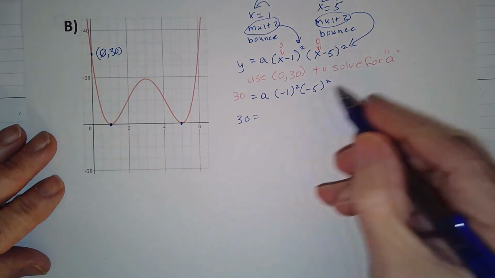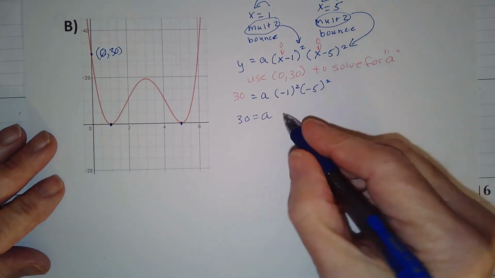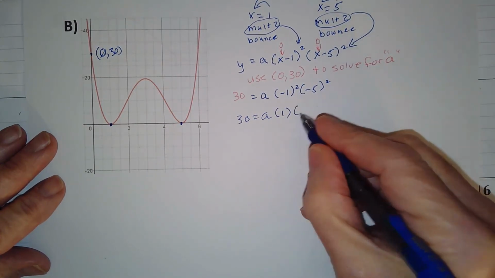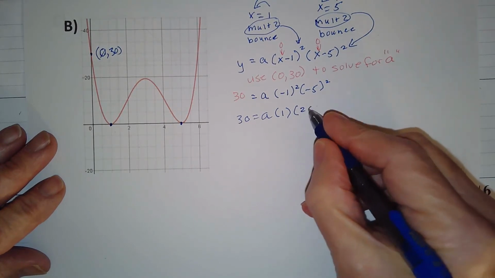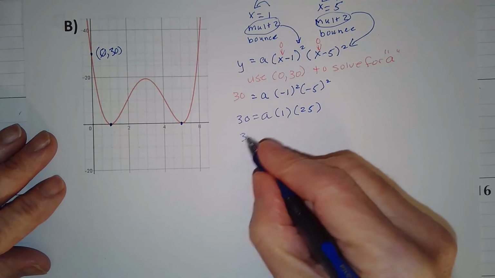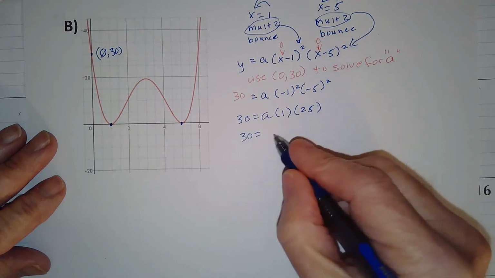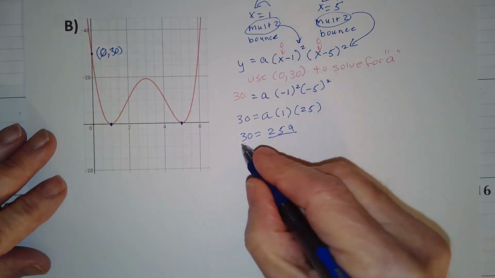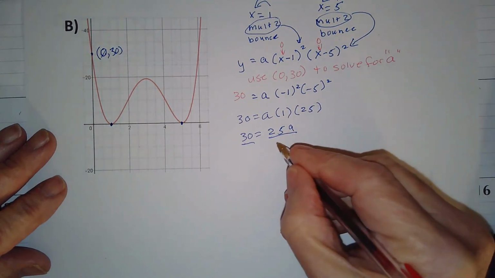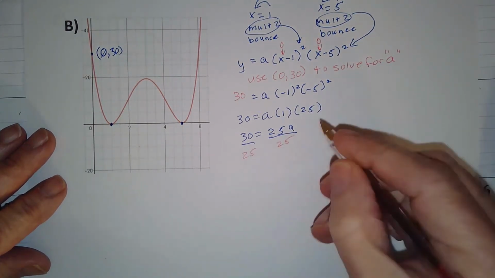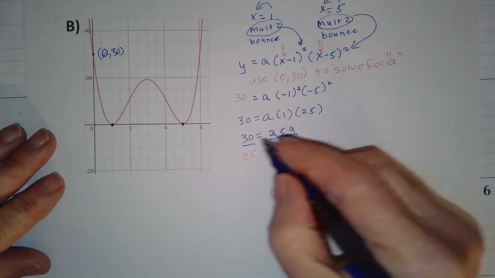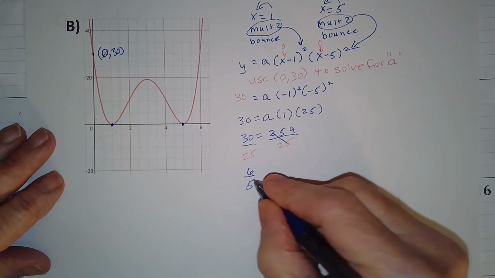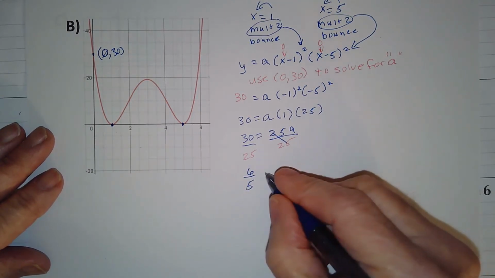So 30 equals A times, let's see, -1 squared is +1. And -5 squared is +25. All right, so 30 equals, this is 1 times 25, so 25A. And so we're going to now divide on both sides by 25, and we're going to reduce by 5s here. So this is going to end up being 6 divided by 5, okay, when we reduce. And that's what equals A.